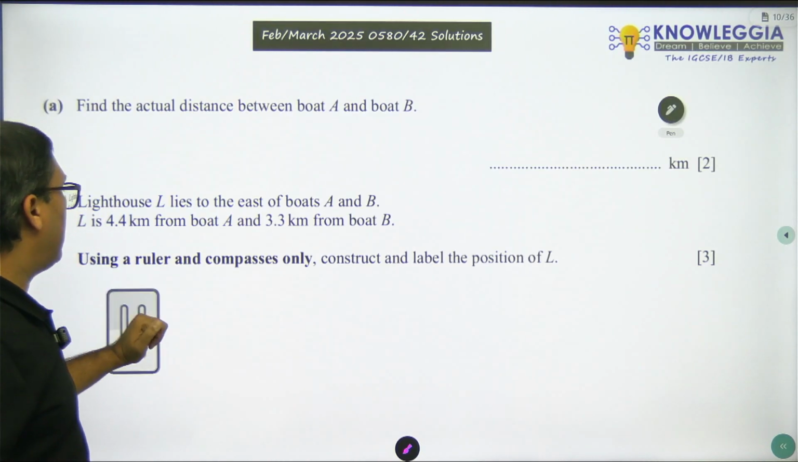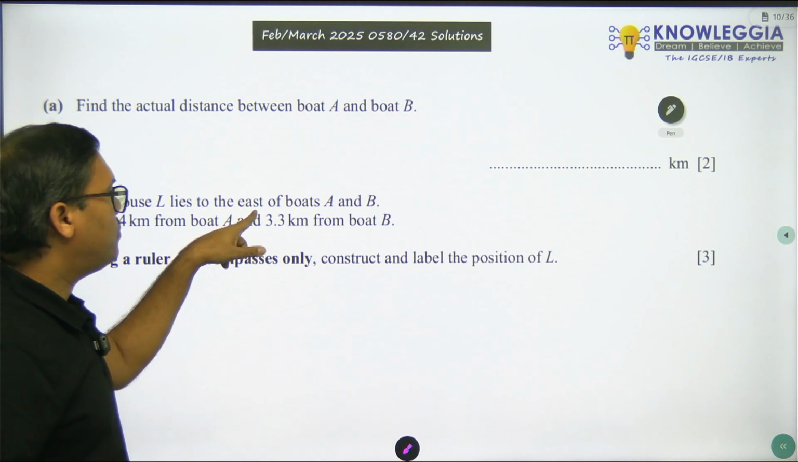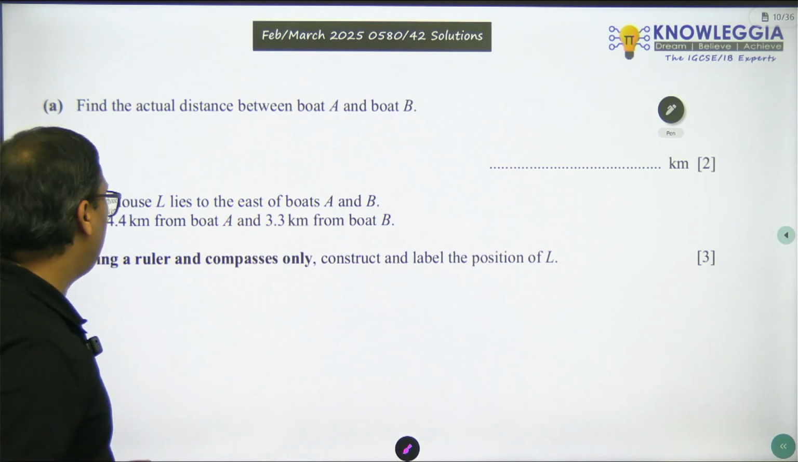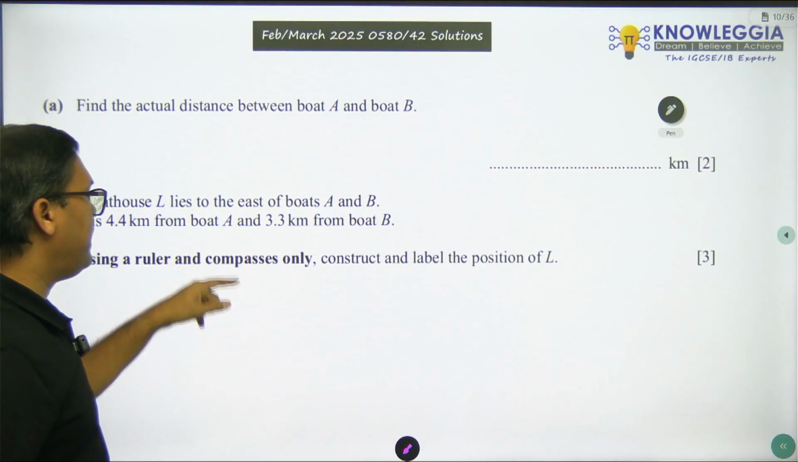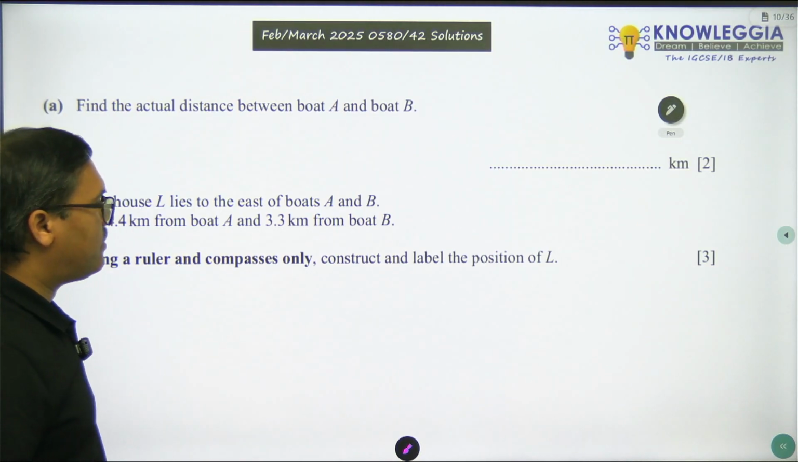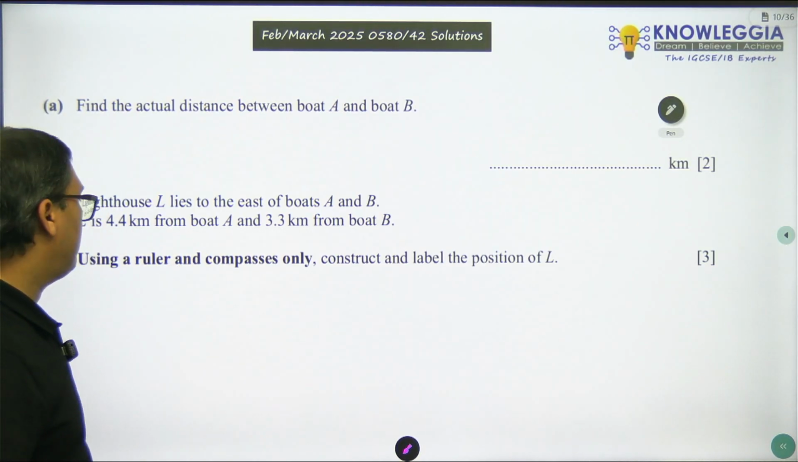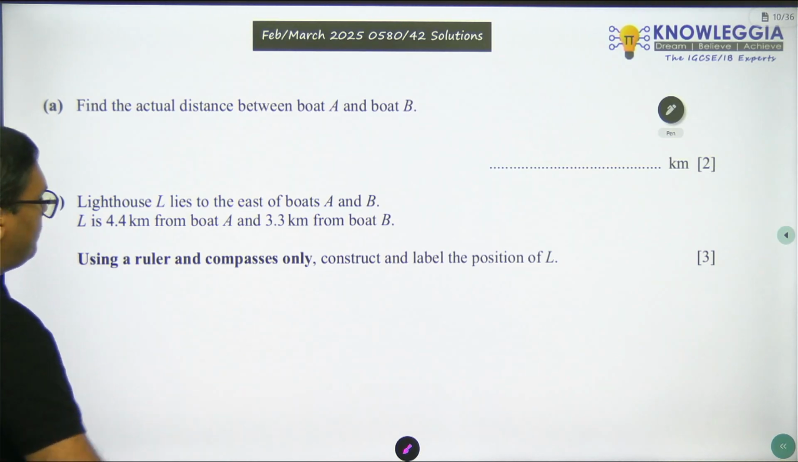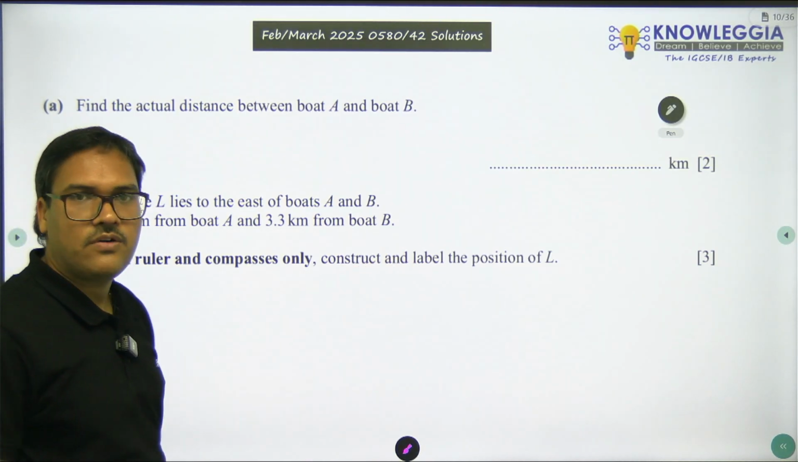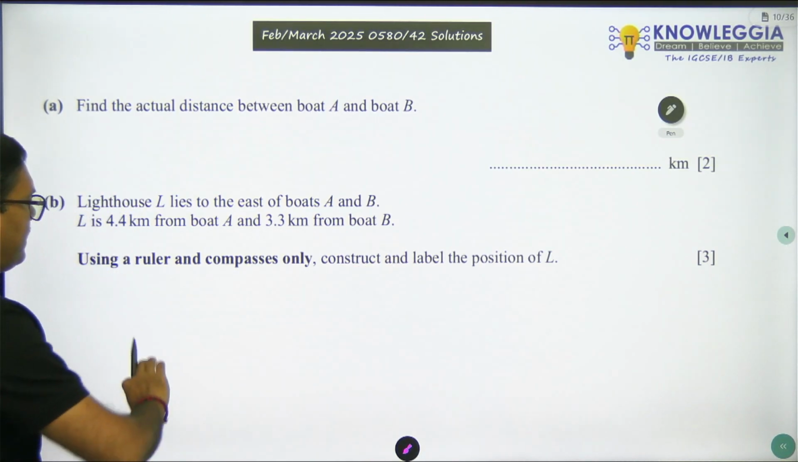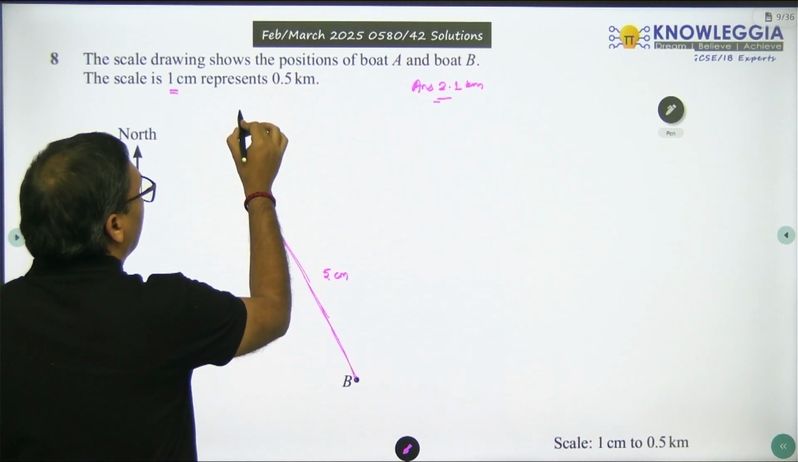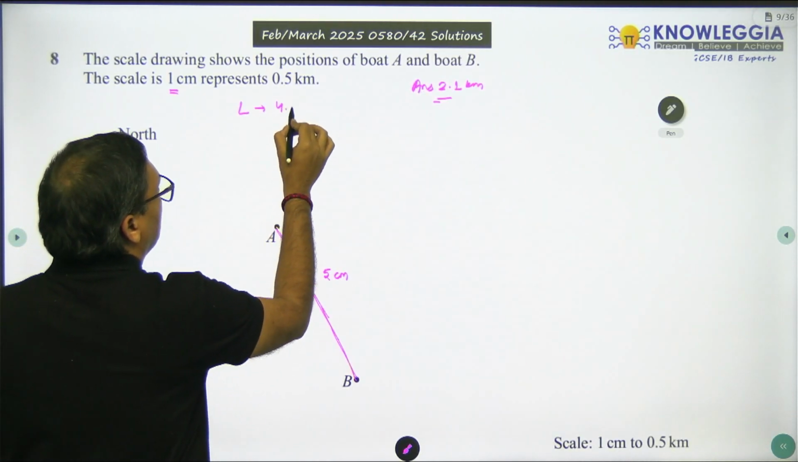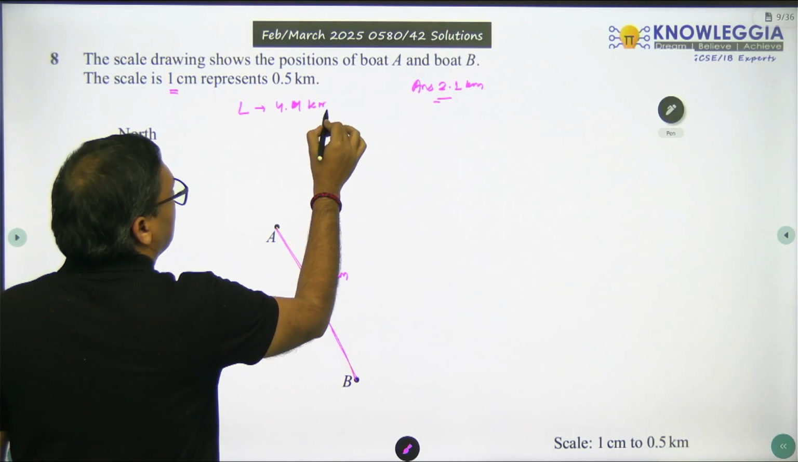Now, a lighthouse L lies to the east of both A and B. L is 4.4 kilometers from A and 3.3 kilometers from B. Now, using the ruler and compass, construct the position of L. So L is 4.4 kilometers from A, and you can see the position of L.